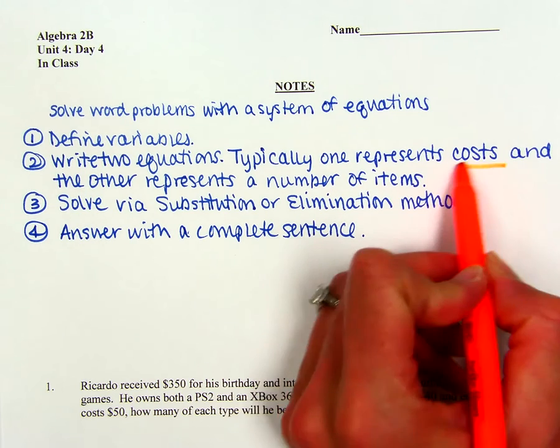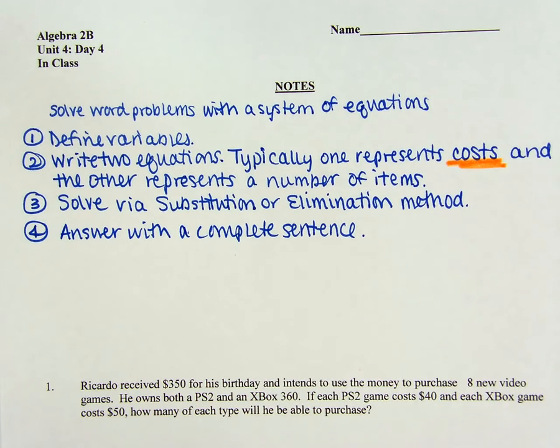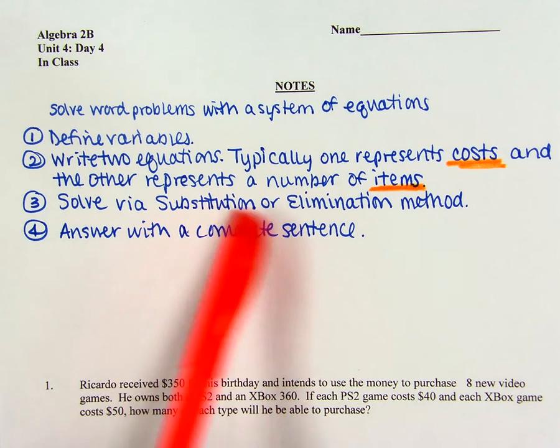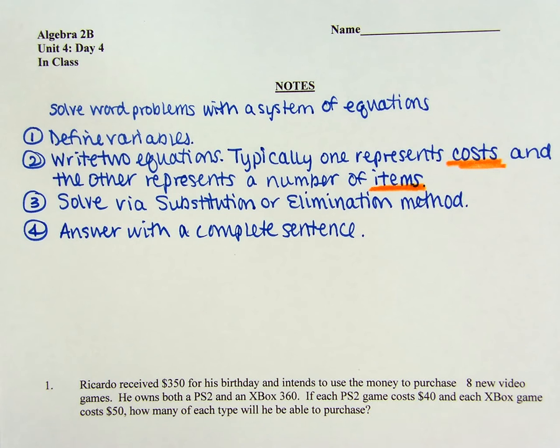So you're going to define your variables, you're going to write your two equations, and typically in these problems one of your equations is going to have cost or money in all the numbers in the equation, and the other equation is only representing however many items. So you'll see that as we go through the problems. And then you get to choose if you want to use substitution or elimination, and then make sure you answer in a complete sentence, because when you start with words, you should end with words.